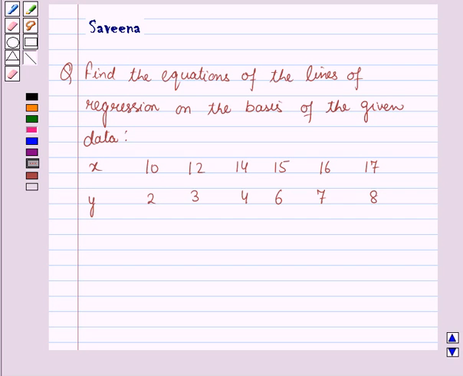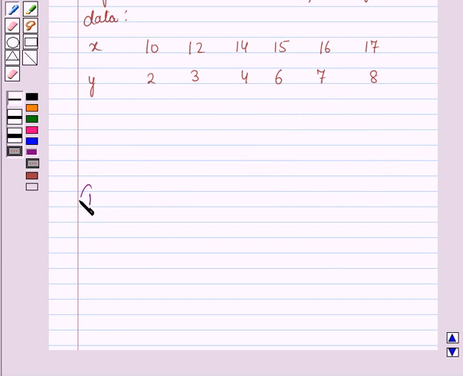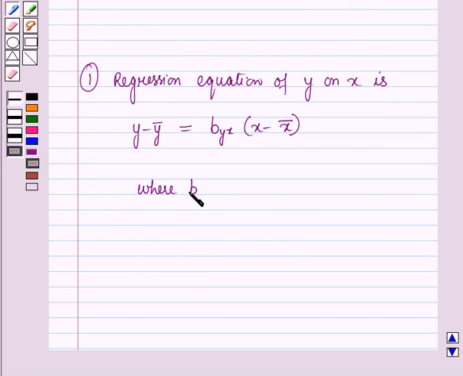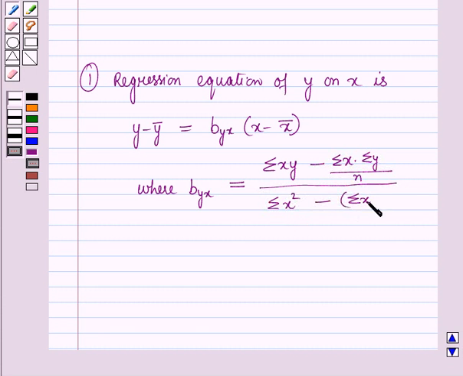Now, before starting the solution of this question, we should know some results. And that are, the regression equation of y on x is given by y minus y bar is equal to byx into x minus x bar, the whole. Where y bar is the mean value of y, x bar is the mean value of x, and byx is the regression coefficient of y on x. And where byx is given by the formula summation xy minus summation x into summation y over n, whole upon summation x square minus summation x whole square by n.